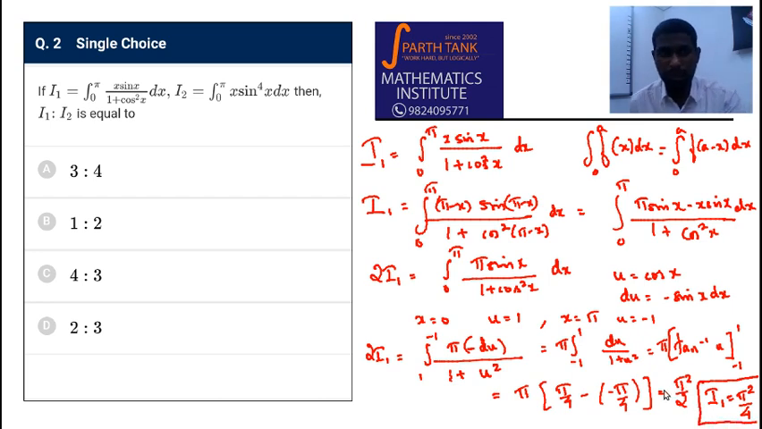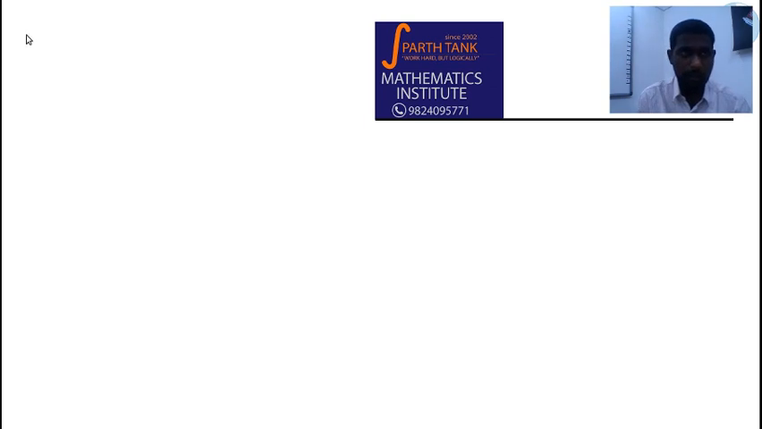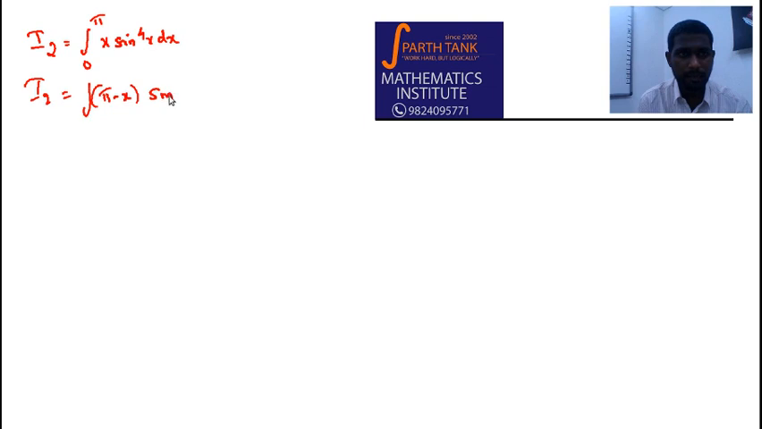Let us go to I2. I2 is integral 0 to pi x sine power 4 x dx. Now using the same rule, I can write I2 is also integral pi minus x, sine power 4 of pi minus x dx, same limit 0 to pi, and then you add them both, you get 2I2 is only pi sine power 4 x, sine of pi minus x is sine x, dx 0 to pi.